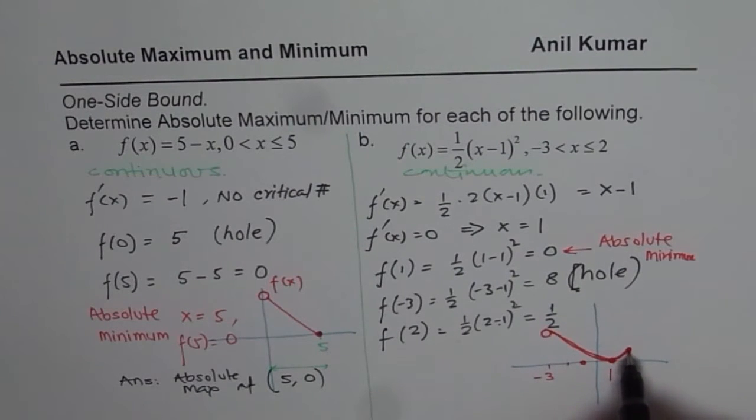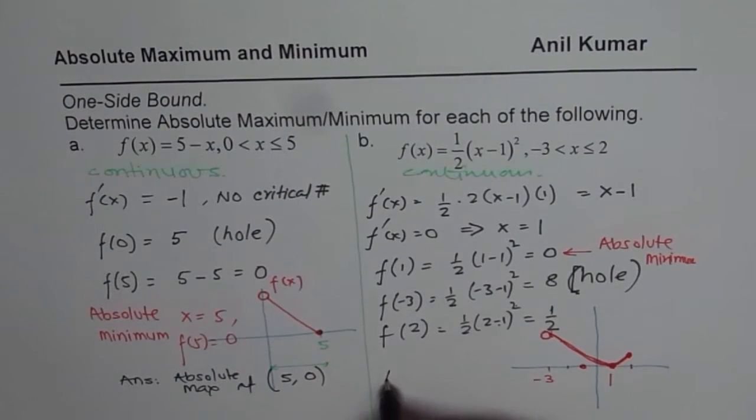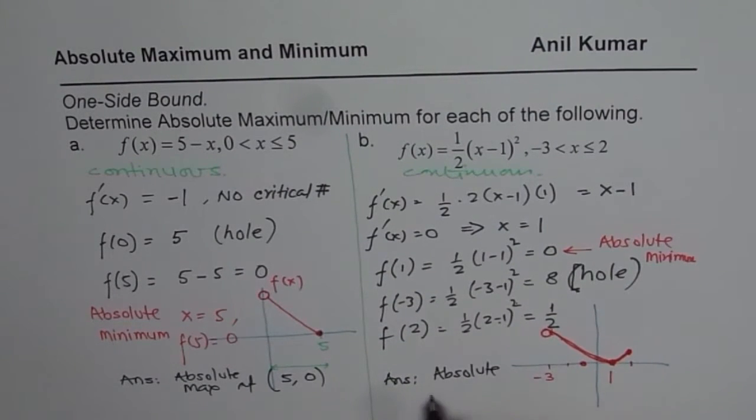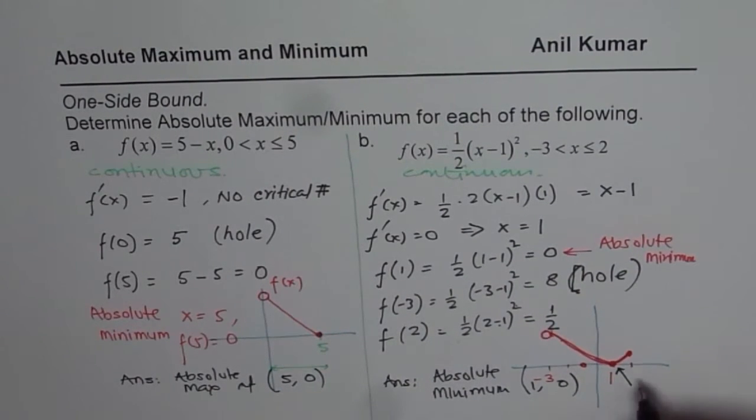However, that value is not a maximum. We have values higher than this, but the highest value is not in our domain, and therefore we will write only one answer for this, and that is that it has only an absolute minimum. Do you understand now? Minimum. And that absolute minimum occurs at 1 and the value is 0. So 1 and 0. So this is your absolute minimum, right? So that is the one which we are talking about.